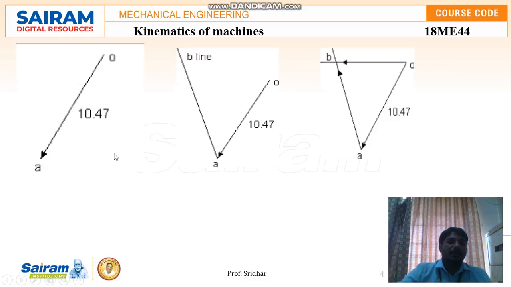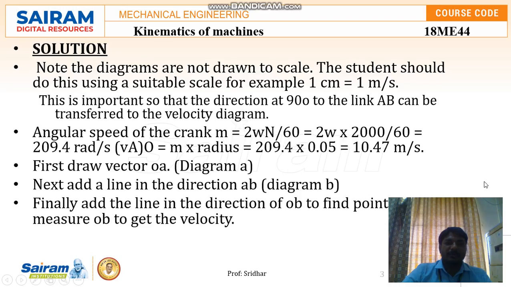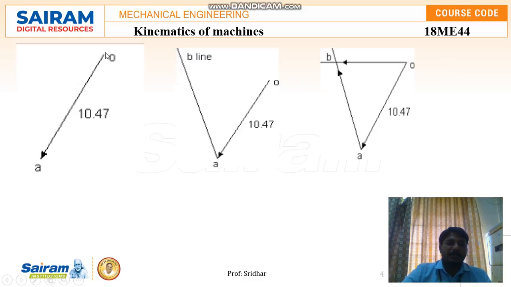Now drawing the vector diagram O to A. Considering the 10.47 value that we got as the radius, we have drawn a line from O to A, which is 10.47. Similarly, O to A is the 10.47 value, and we have extended a parallel line to this in order to obtain B.